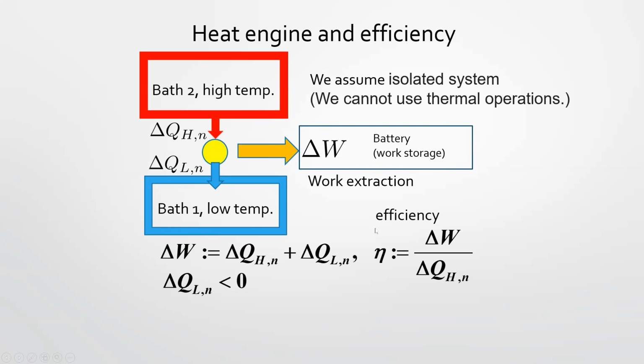And efficiency is defined in that way because all of this heat cannot be converted to work, because we have a loss in this part. So due to that reason, we want to consider the ratio between the amount of extracted work and the heat from the high temperature bath. This quantity is called efficiency. Of course, we want to optimize this efficiency.